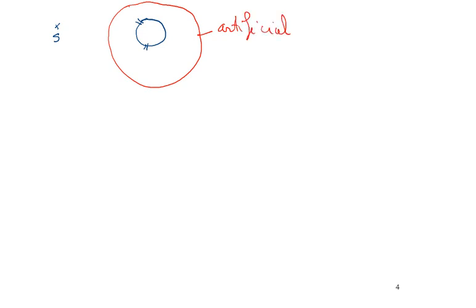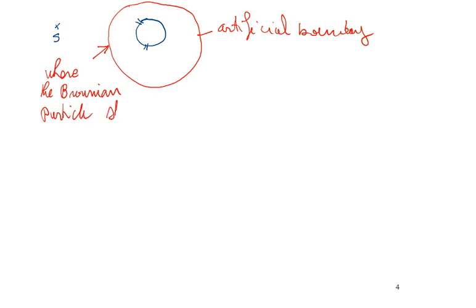So if we want to avoid the simulation outside this boundary and calculate, we need to calculate where to start. So where the particle should start here, where the Brownian particle should start.